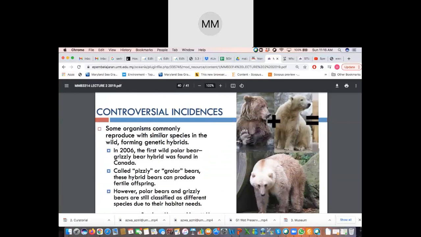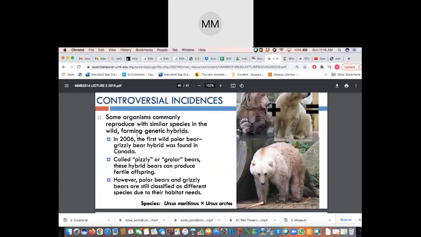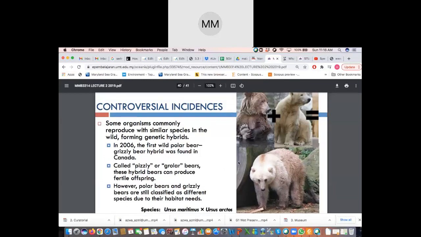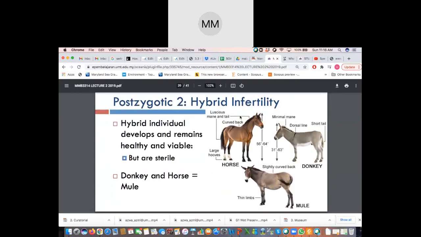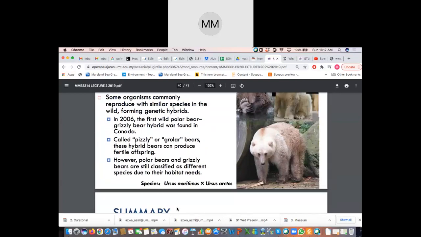Some organisms commonly reproduce with similar species in the wild and form genetic hybrids. In 2006, the first wild polar bear and grizzly bear hybrid was found in Canada. It's either called a pizzly or a grolar, depending on which is the first parent. If the father is a polar bear and the mother is a grizzly, then pizzly. Then this one is the other one. These hybrids can produce fertile offspring. Okay, so correction here. In this case, this is infertile. But in this case, you form a fertile offspring.